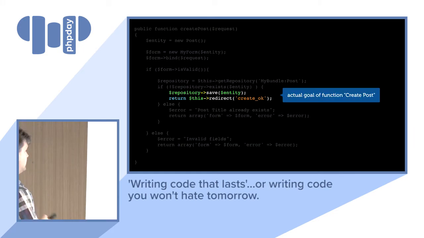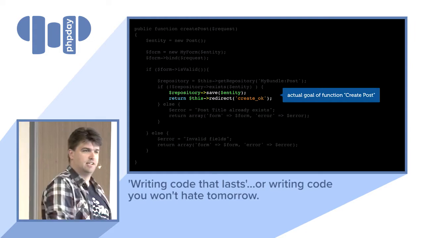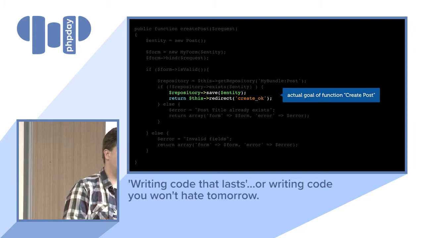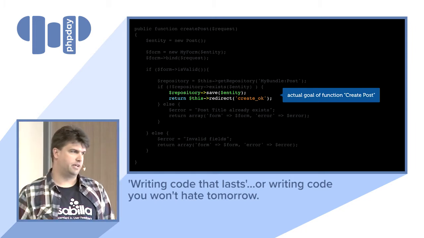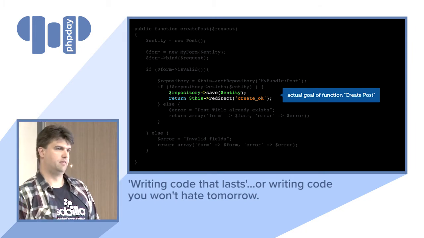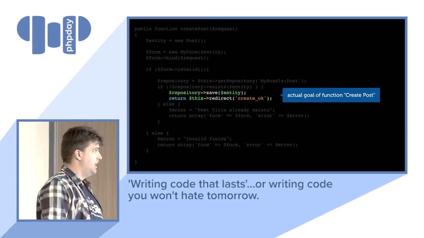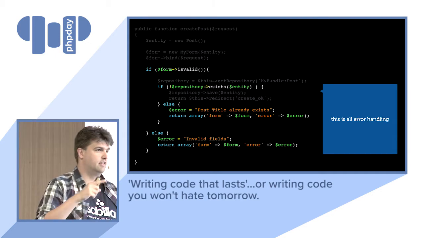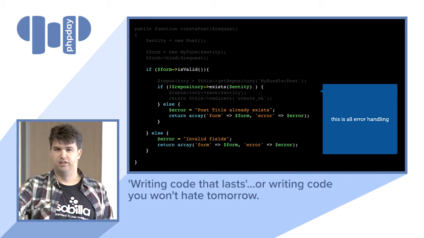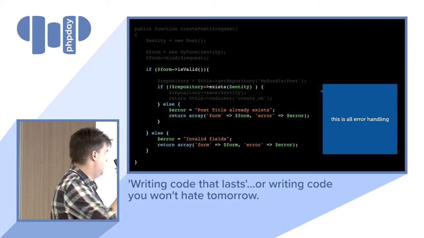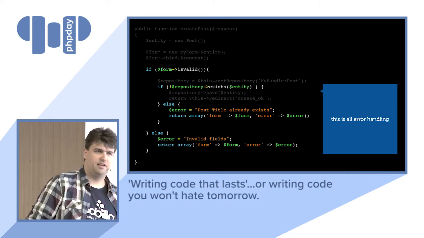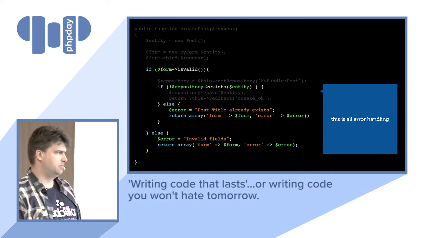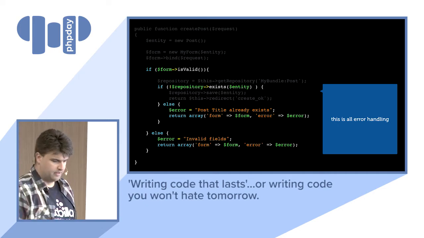Now, let me point you to this. This right here, these two lines, are the entire goal of this method. The object of this method is to save this into the database if all the conditions are okay, and then redirect you somewhere else. Everything else around it, all of this, is error handling, right? It's checking if it's a duplicated post, it's checking if the fields are invalid, if you don't have all the details you need. All of this is error checking, right? So, maybe this shouldn't be there.